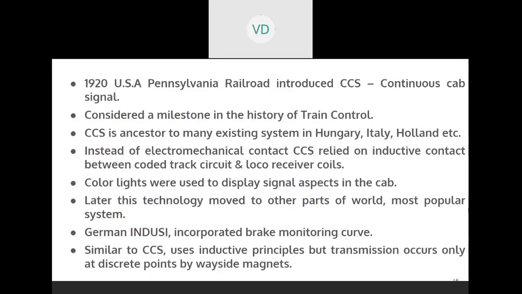This technology later moved to other parts of the world. The famous one was the Indusi of the German system. If I remember correctly, when we were probationers, this Indusi was attempted in the Dhanbad Howrah section, but of course it didn't work out because the electromagnets were being stolen on a very large scale. So it never became a success, but Indusi did come to India for some time. Indusi was the famous follower of this CCS. But the American CCS used the track circuit, whereas Indusi used track magnets at discrete places instead of continuous signal transmission from the track to the train.